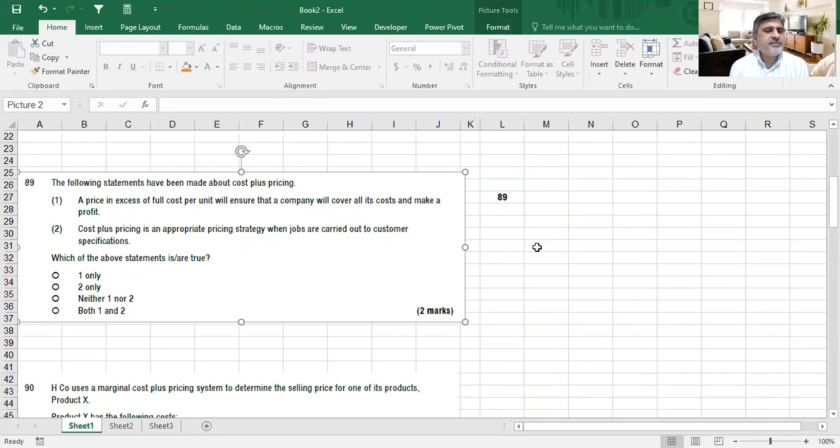The following statements have been made about cost plus pricing. Now, what is cost plus pricing? Let me explain. It's a traditional way of pricing your product. Cost plus pricing means that you incur all of your cost, and it is also sometimes called full cost plus pricing, and it is based on the absorption costing method. You add your material cost, labor cost, variable overhead, and your fixed overhead. Whatever the cost comes to, you don't care. Whatever the cost comes to, you add your markup on top of that. So you say that whatever the cost will be, I need my 20% on top.